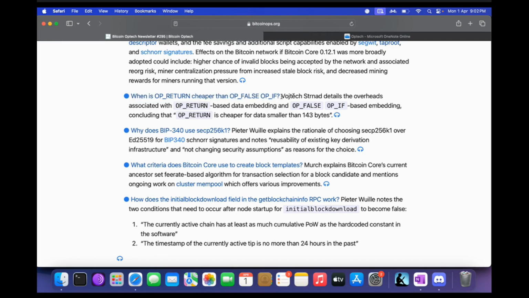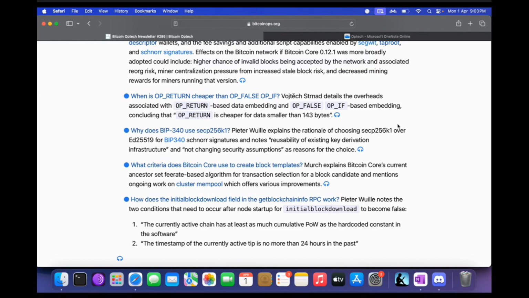What is op false op if? It is basically a set of subsequent opcodes that are used by ordinals in what they refer to as inscriptions to embed JPEGs on the blockchain. So it's like op false, op if, op push, op in. You use these four opcodes, and between them you embed the arbitrary data that you want to embed.